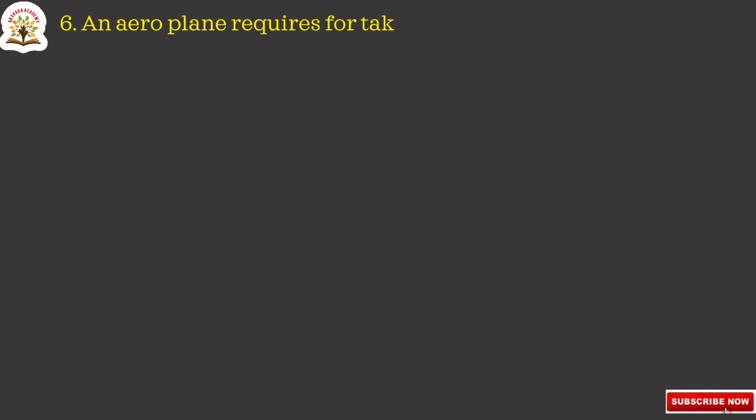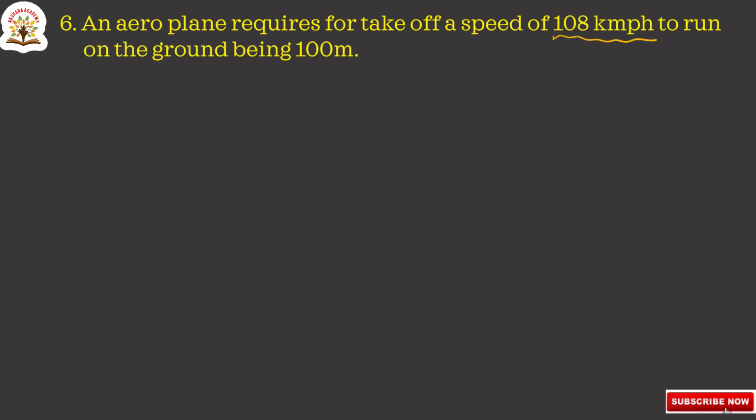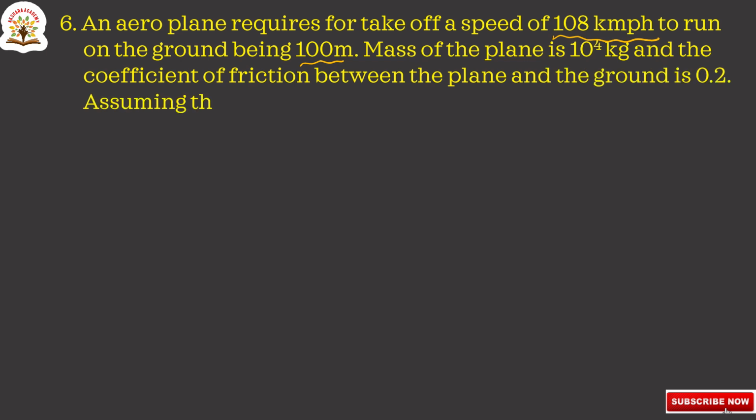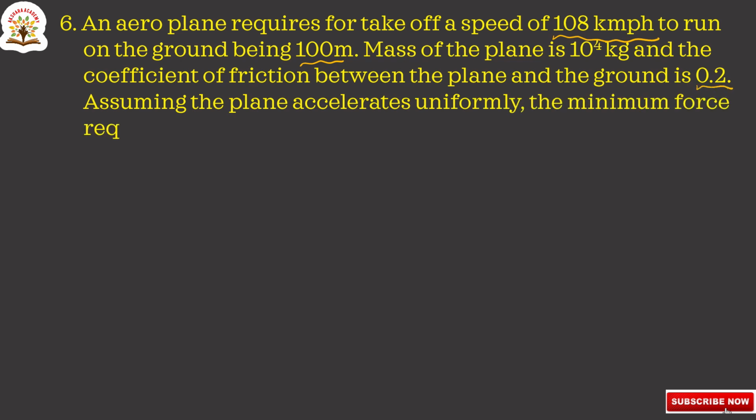An aeroplane requires for takeoff a speed of 108 km per hour to run on the ground, being 100 meters. Mass of the plane is 10 to the power of 4 kg and the coefficient of friction between the plane and the ground is 0.2. Assume the plane accelerates uniformly. Here we have to calculate the minimum force required. Now let us go to the solution.